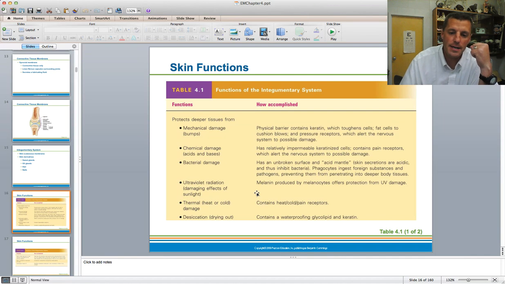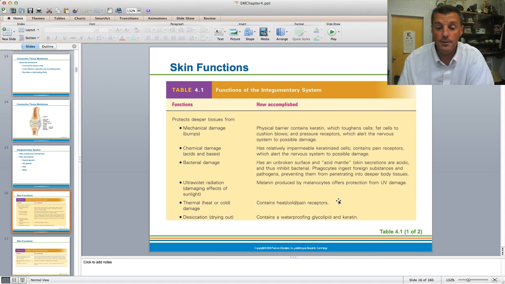And then thermal or heat damage, how do we protect against that? Well, ultimately, why do you pull your hand back from something that's hot? Because it's hot. We have hot, cold receptors, pain receptors. We recognize that that's problematic.